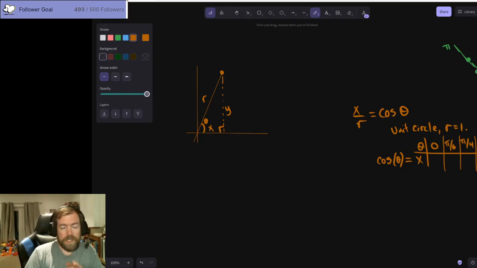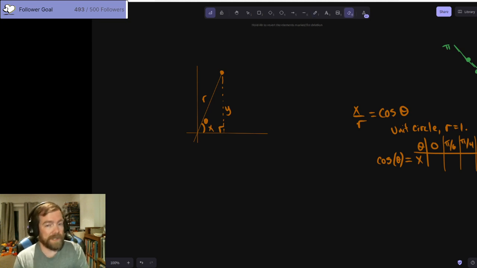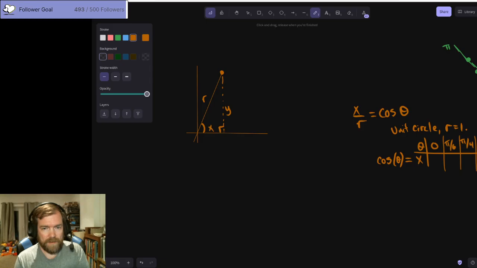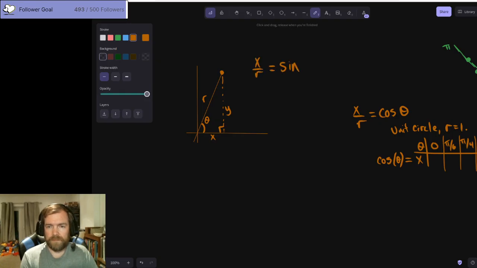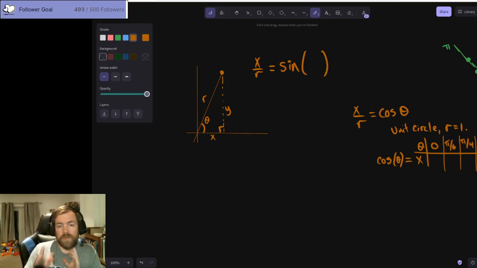So, here's the thing, right? The ratio x over r is still a sine ratio. But it is a sine ratio of what? If I'm not being clear, that's fine. So the sine of theta is going to be y over r.